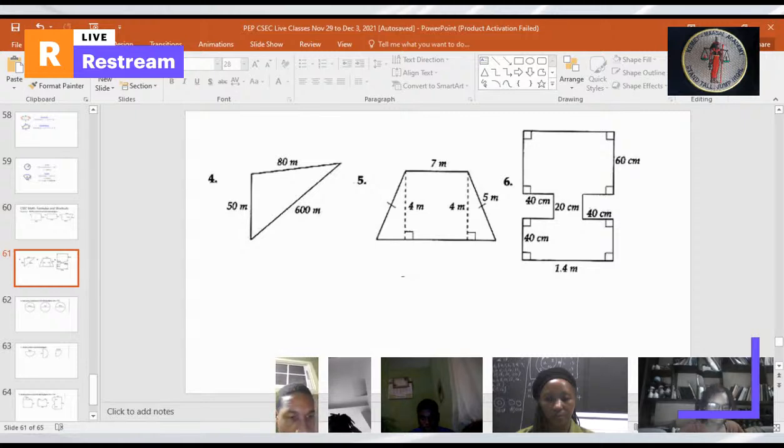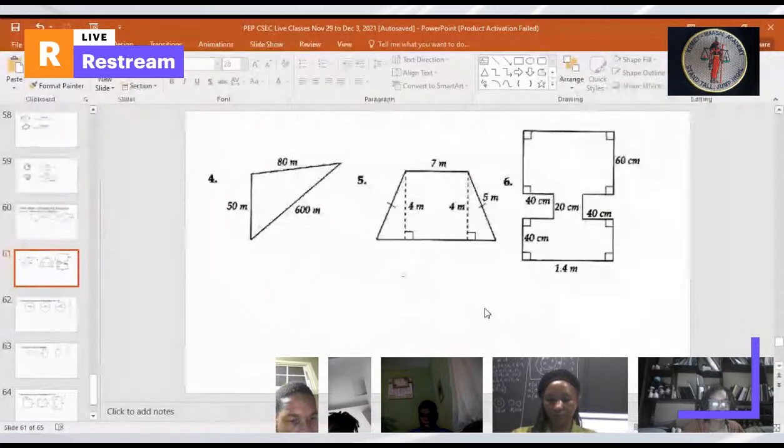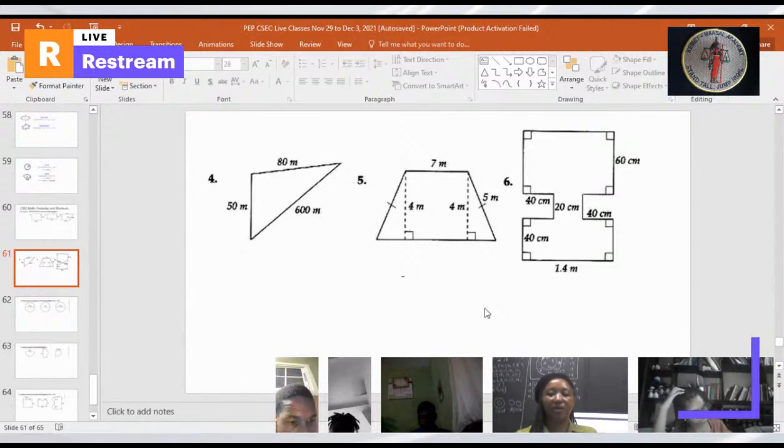How about number 5? What's the perimeter for number 5? 34 meters, miss. 34. Miss, that's what I got. All right, so tell me how you got 34. Okay, miss. So the... Tell me how you got 34. But miss, did she say 24? So I got 24.